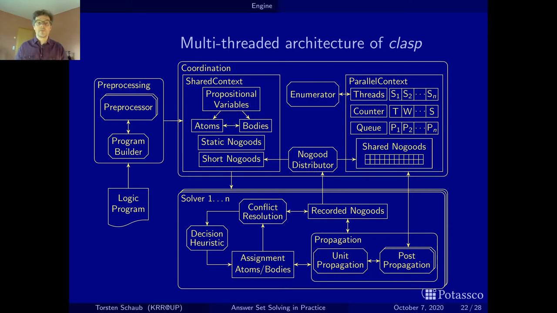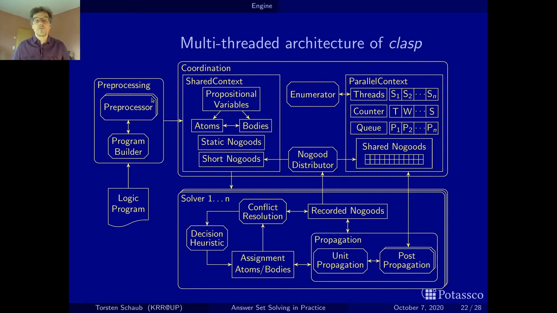Now let's follow a little bit the workflow. Now we start with a logic program here at the bottom. Oops, this was the wrong direction. So, and then this logic program is fed in the solver. So keep in mind that it comes out of the grounder. It is propositional. There are no variables for objects anymore. It is fed into the solver, then the program builder starts and creates a data structure.